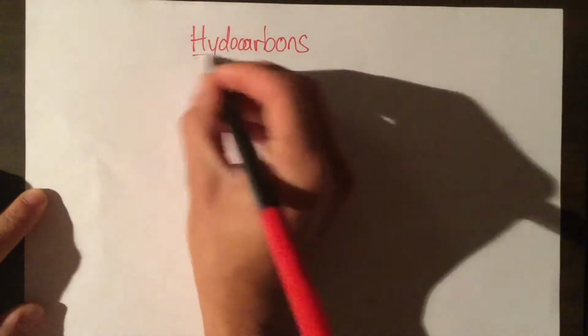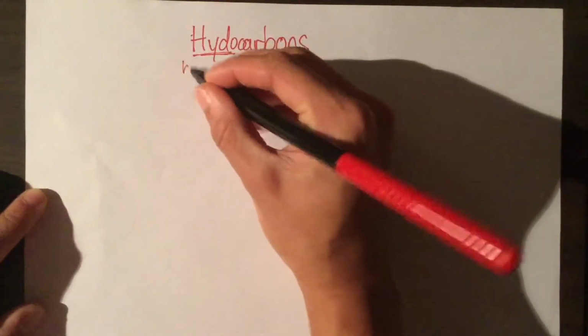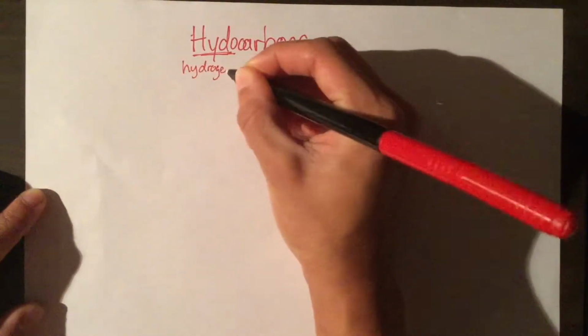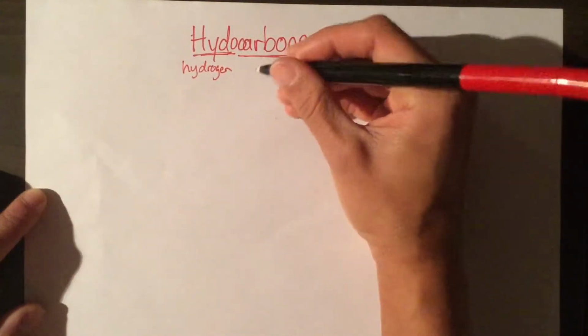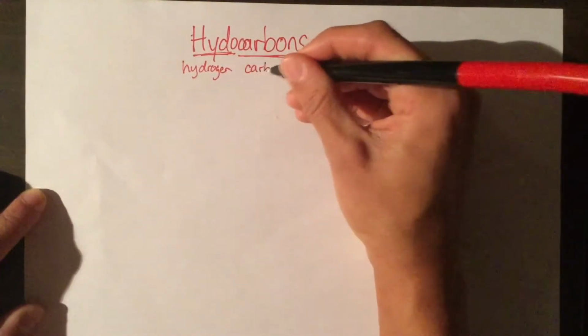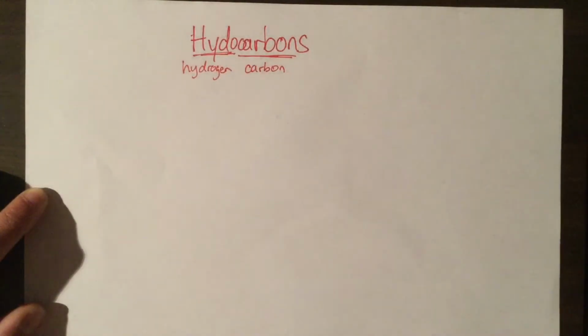So hopefully you saw this hydro part and it made you think about hydrogen. And well, we've got carbon here, carbons, and so hopefully that made you think about carbon. And so when we're thinking about hydrocarbons, we're thinking about something that is going to be mostly made up of hydrogens and carbons. So why? Why is it that we're talking about something like carbon?